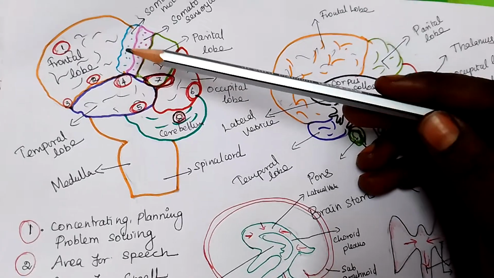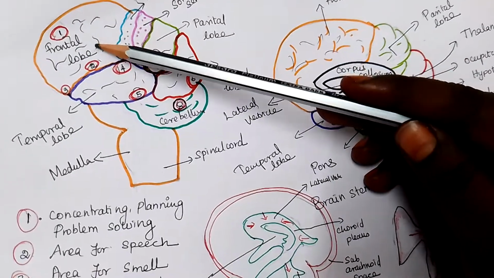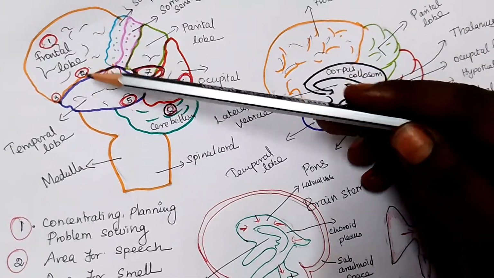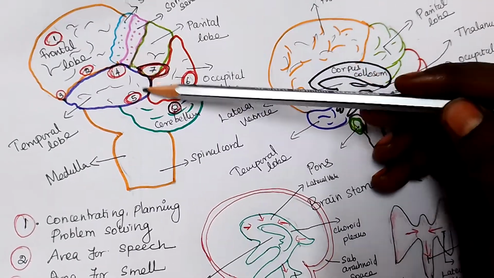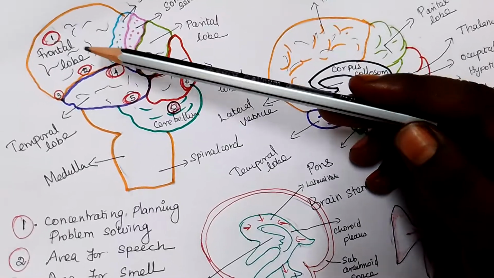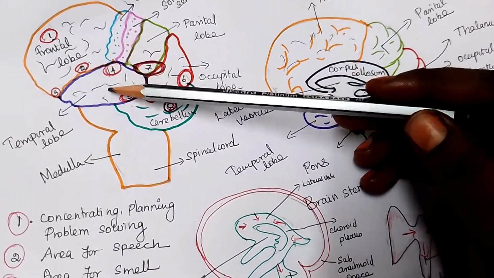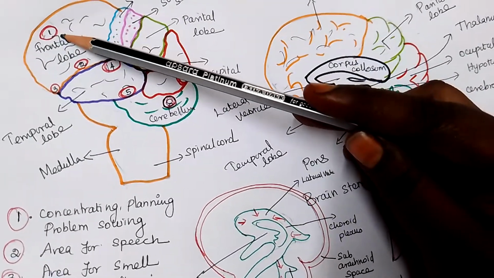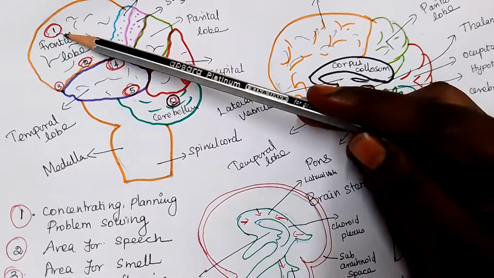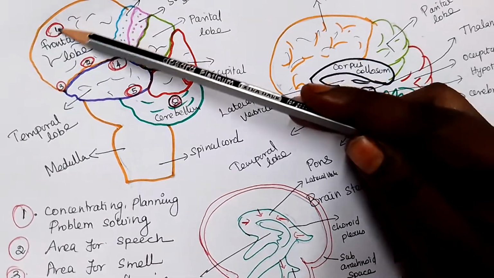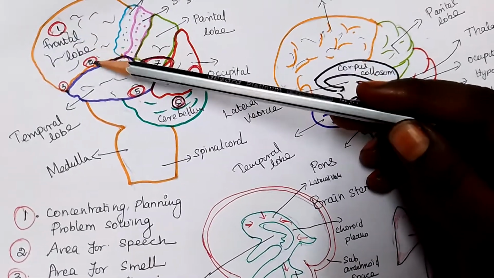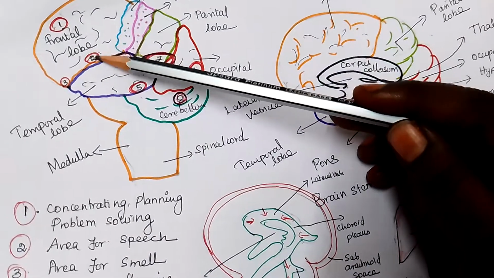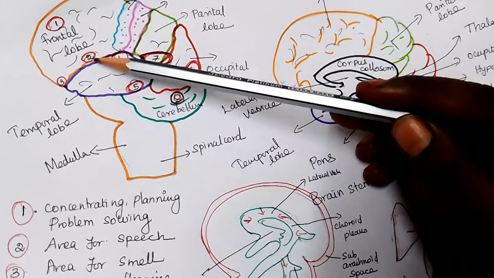So in the brain there are various areas. This whole thing is called the cerebrum. 80% of our brain is made up of the cerebrum. In that, particular areas are important for particular functions. The frontal area is mainly for concentration, planning, thinking and problem solving. Then the second area is called Broca's area. Broca's area is otherwise called the area for speech.